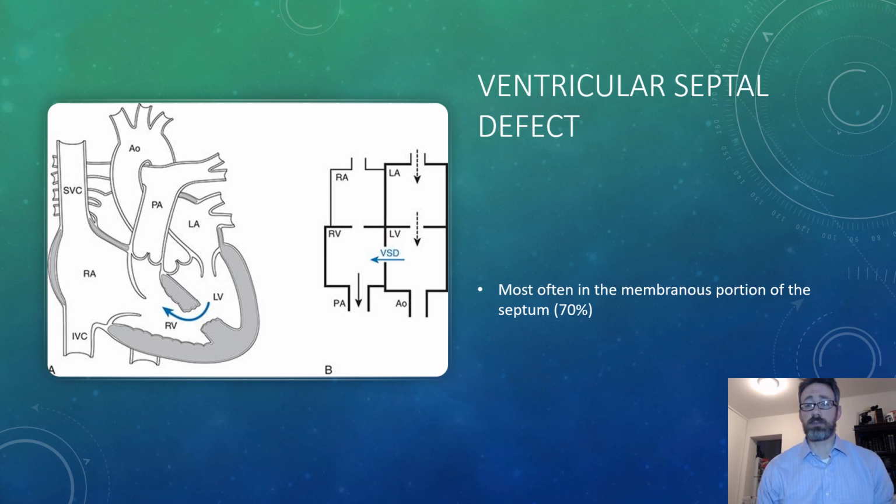A ventricular septal defect is a communication between the ventricles. Looking at our cartoon over here, you can see the defect from the left ventricle towards the right ventricle, because the left ventricle is obviously going to be higher pressure. Now, if you look at the box diagram, you'll notice as blood flows into the left ventricle, the defect is moving it into the right ventricle. So it's volume overloading the right ventricle.